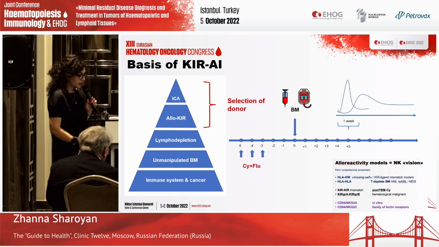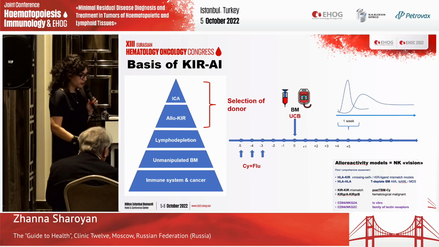Selection of donor is an important part of adaptive immunotherapy. The donor cells are the main component of the treatment. For adaptive therapy, selection of donor is even more important than for bone marrow transplantation.